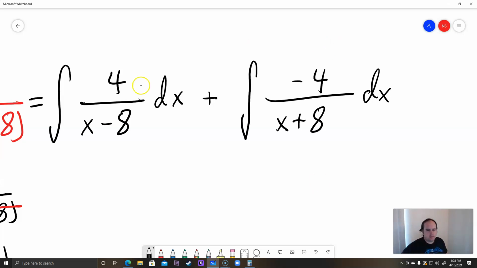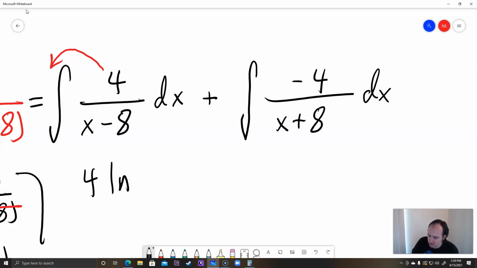So for the first one, if we factor out the 4, which is a constant, then remember the integral of 1 over u du is just natural log of absolute value of u. So what we're going to have here is 4 times natural log of absolute value of x minus 8. And if that went over your head, I did examples like this in an earlier video on partial fractions, so make sure you watch those first.